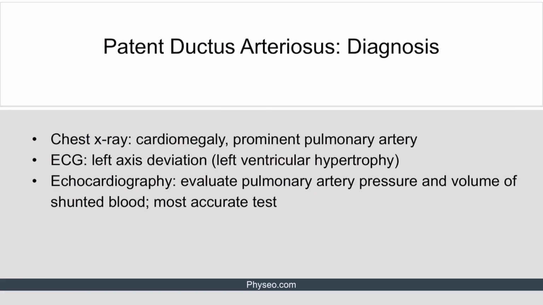Diagnostic modalities are similar to other congenital heart conditions. Chest X-ray reveals cardiomegaly along with prominent pulmonary artery. ECG may show left axis deviation consistent with left ventricular hypertrophy in large defects. Lastly, echocardiography is the most accurate test, which evaluates pulmonary artery pressure and volume of the shunted blood.